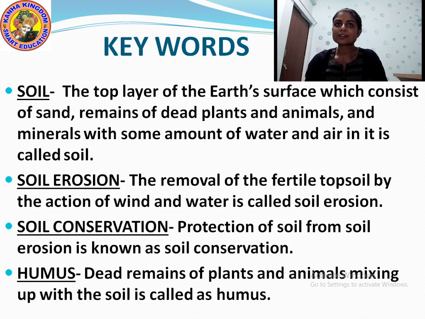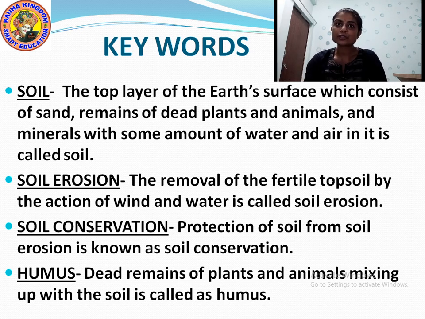Then there are different types of soil. Those are sandy soil, clayey soil and loamy soil. Then what is soil profile? The soil profile refers to the layers of the soil. The layers of the soil are known as soil profile, and there are three main layers of the soil. Those are topsoil, subsoil and bedrock. Topsoil is the top layer of the soil, subsoil is the middle layer of the soil and bedrock is the bottom layer of the soil.